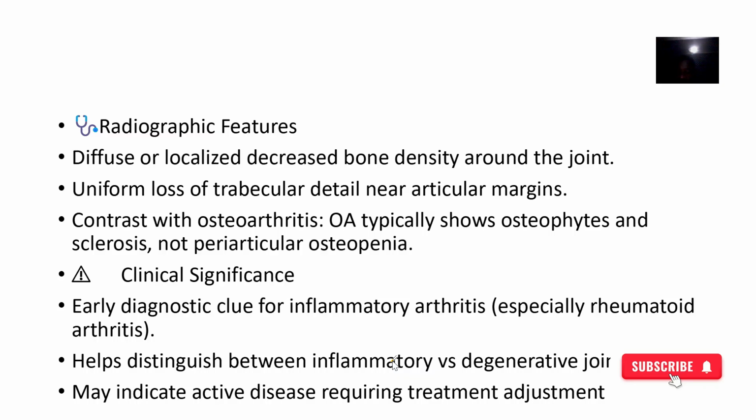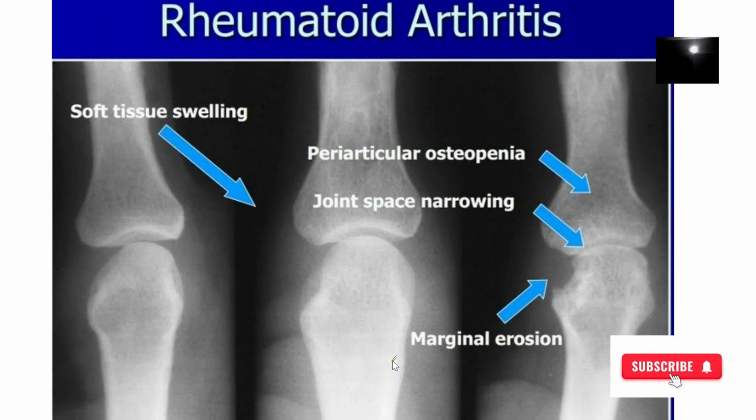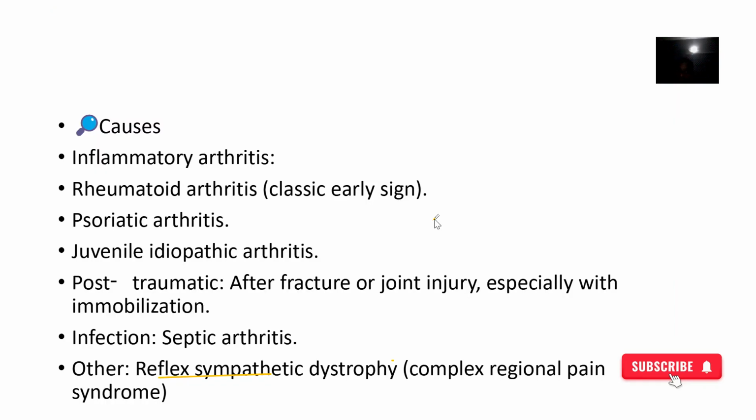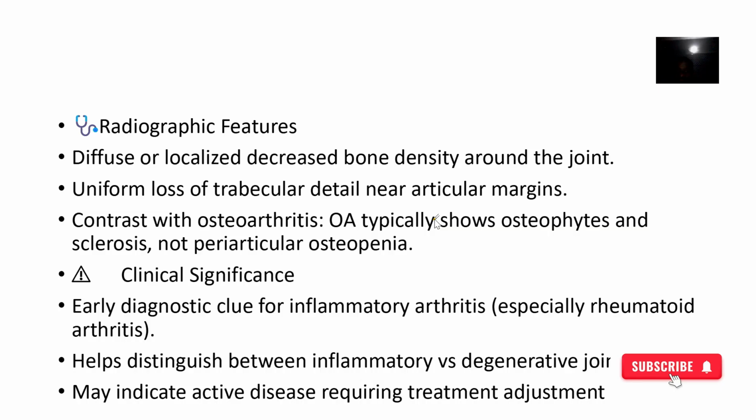So radiographic features is there's diffuse or localized decreased bone density around that joint. You see it. And there's uniform loss of trabecular detail near the articular margins. See, periarticular osteopenia. This part is supposed to be so white, but it's becoming blackish because the density is lost. So that's what we got.